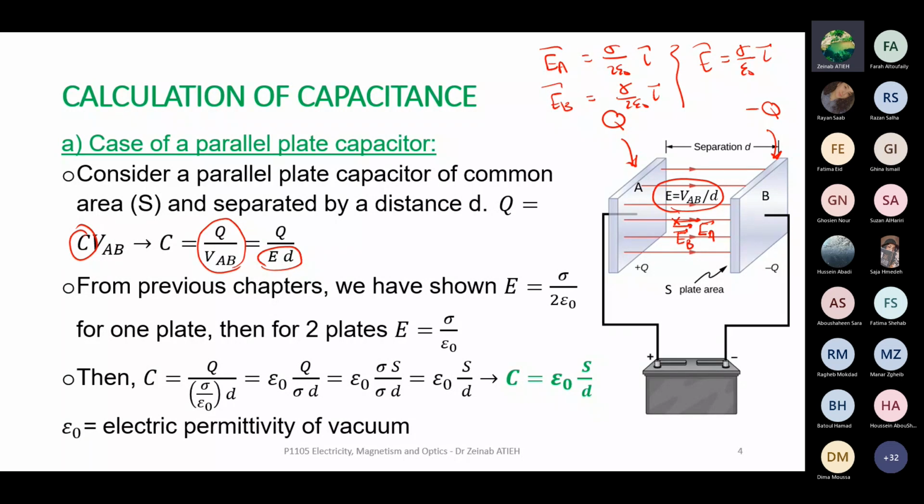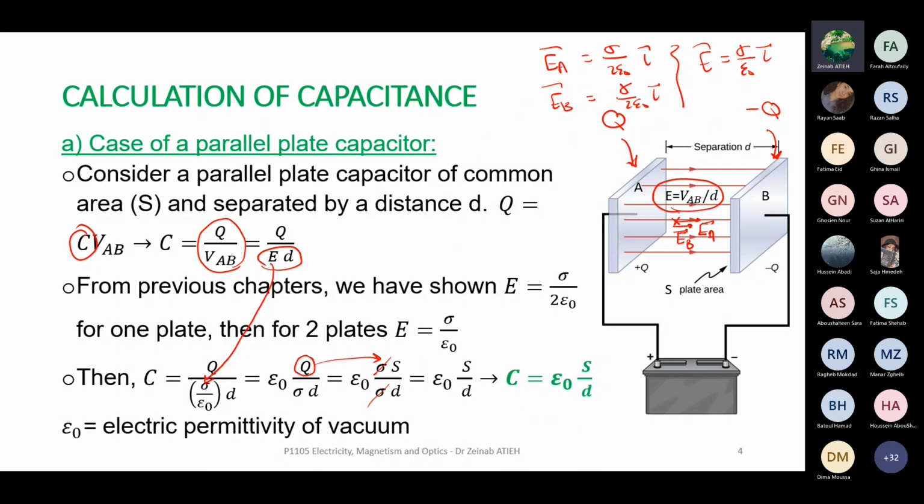Now we substitute E, so E is replaced by sigma over epsilon 0 times D. Just arranging, I brought epsilon 0 up. I replaced Q by sigma S, because sigma is the surface charge density for plate A and plate B. They have the same sigma, but one of them is plus and one of them is minus, the same magnitude of sigma. So Q equals sigma S. Anyway, sigma with sigma, they cancel. We will get epsilon 0 S over D. So we get C equals epsilon 0 S over D.